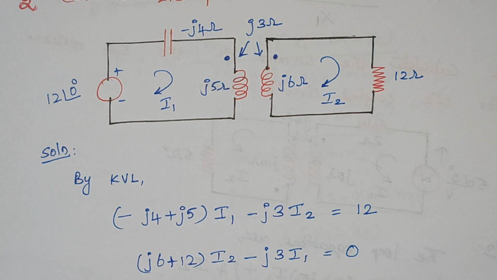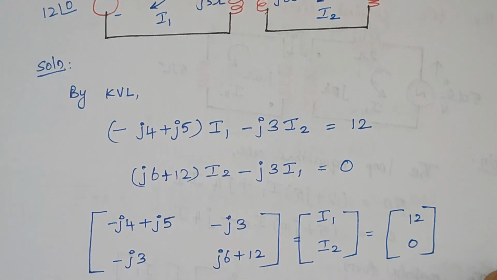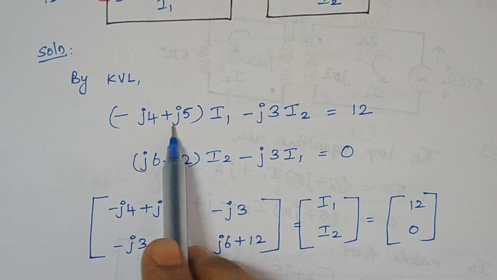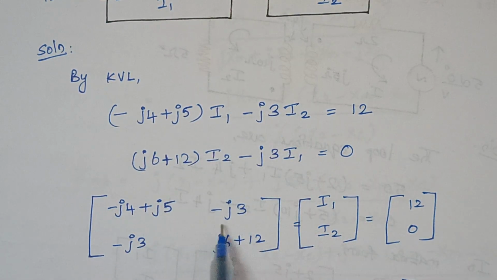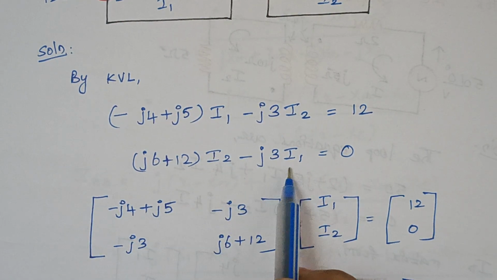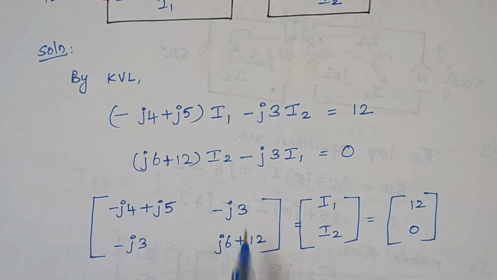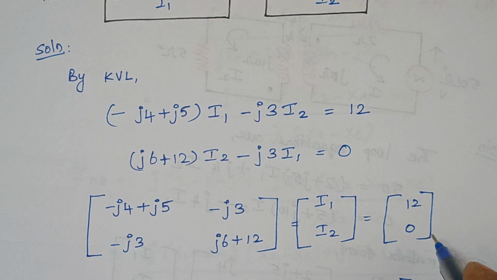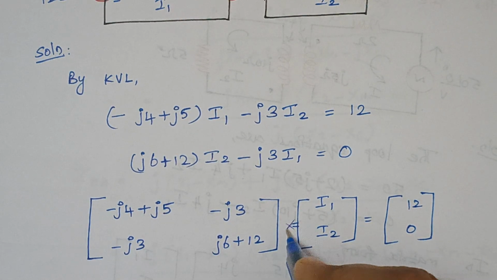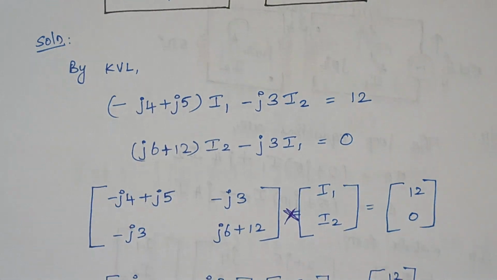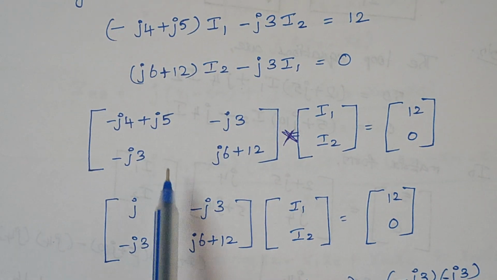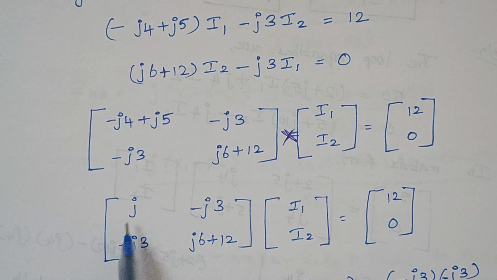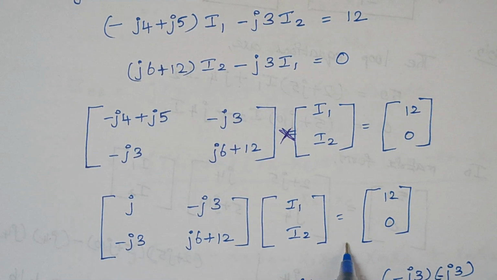The next thing is, again we write this in matrix form. The coefficients of I1 and I2 from the first equation go in the first row, and similarly the coefficients from the second equation go in the second row, multiplied by I1, I2, which is equal to 12 and 0. When you solve, minus j4 plus j5 becomes plus j, and the remaining things stay the same.